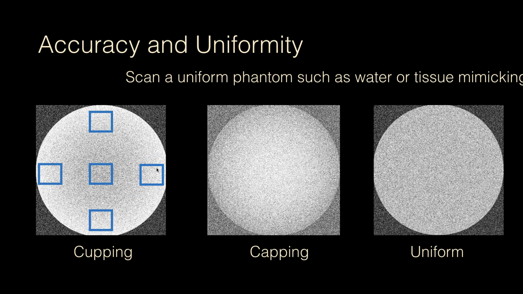And then accuracy is just, especially in modalities such as CT, where values are expected to be quantitative, the difference between what we expect. We're looking at the accuracy, we can measure what we expect versus what we measure. And that can be done either just at the center or an average.